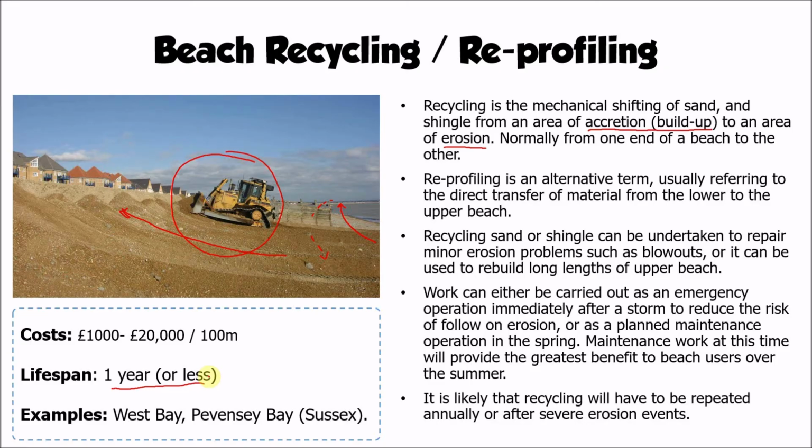In terms of some examples, West Bay is a good example of where beach reprofiling happens. On the east part of West Bay, there's a very, very steep bank known as East Beach. That is artificially steepened every year to make sure that it provides a significant barrier to the properties that are located behind it. The example that we can see in the photo is from Pevensey Bay in Sussex, where along with beach nourishment, recycling and reprofiling is used quite extensively to maintain the structure and integrity of the beach.